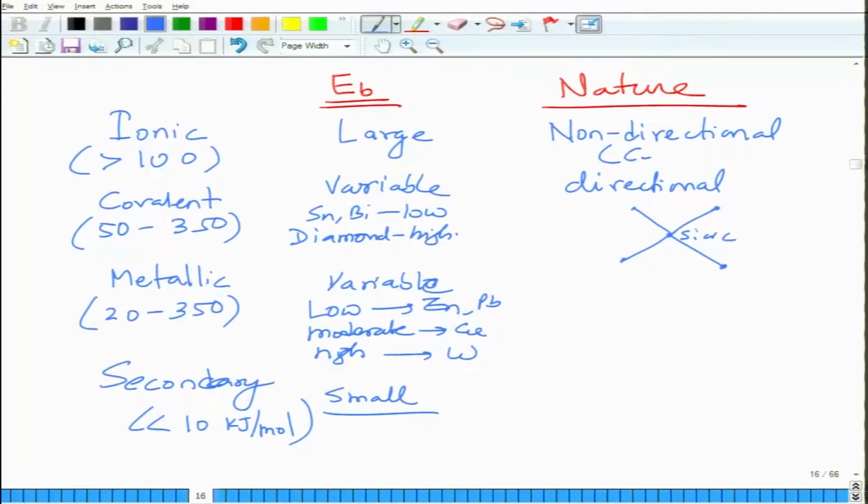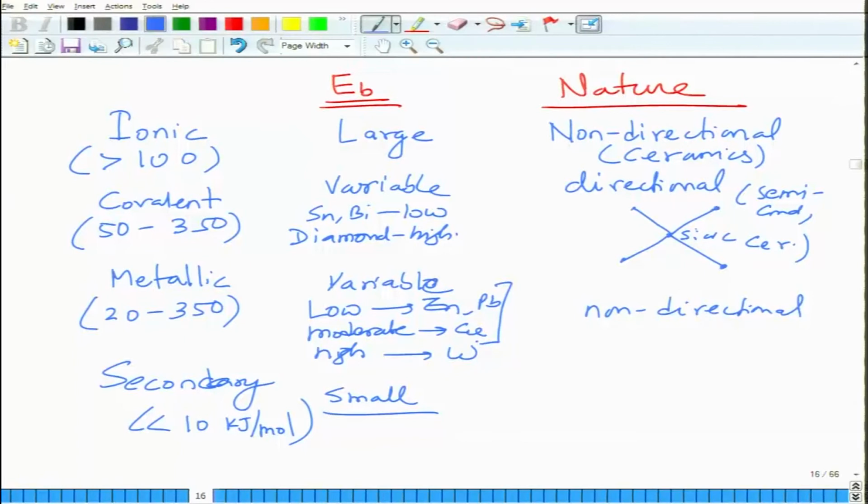Typically this you will see in ceramics, or this could be semiconductors also, as well as ceramics. Metals of course are non-directional, and because of this moderate bond energy, that is why metals are ductile also. If bond energy was very high, they would not deform very easily. So, most metals are moderate or low bond energy, that is why they deform easily, and secondary bonding tends to be in polymers for example, it is directional because it is between the chains. Or it could be intermolecular as well.